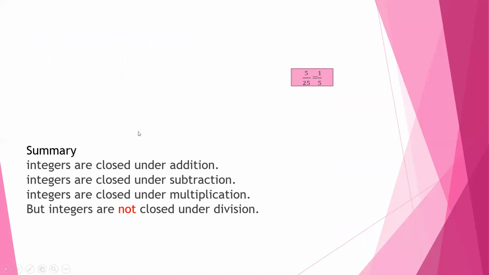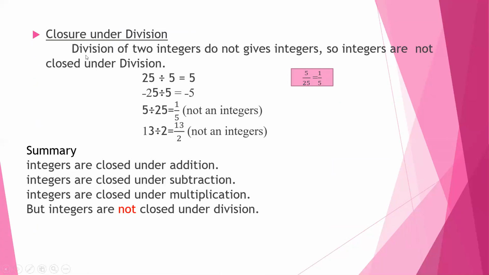But when we are taking the example of division, here is the division of two integers. When 25 is divided by 5, we get 5, which is an integer. When I am dividing negative 25 by 5, then again I am getting minus 5, which is again an integer. But when I am dividing 5 by 25, 5 ones are 5 and 5 fives are 25, so I am getting 1 upon 5. And 1 upon 5 is not an integer. So it is not true in all the cases. In these cases, we are getting an integer, but in this case, we are not getting an integer.